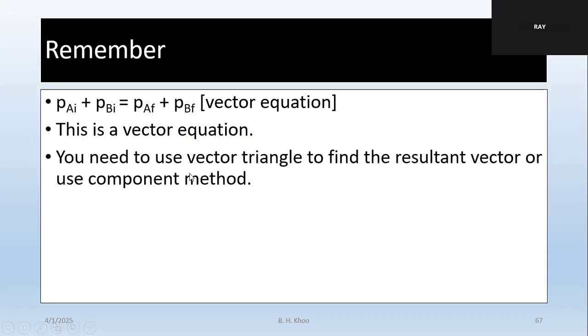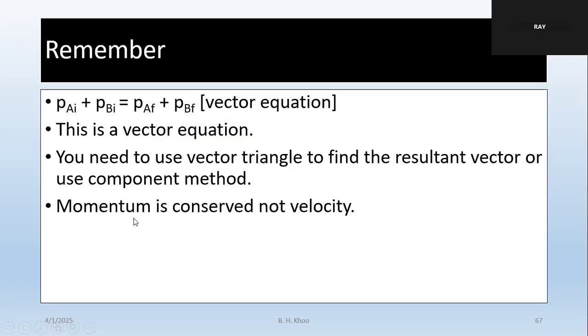That means you have to draw a picture. We need to use a vector triangle to find the resultant vector, or use the component method, either one. Momentum is conserved, not velocity. Important that. Not velocity. Momentum is conserved.